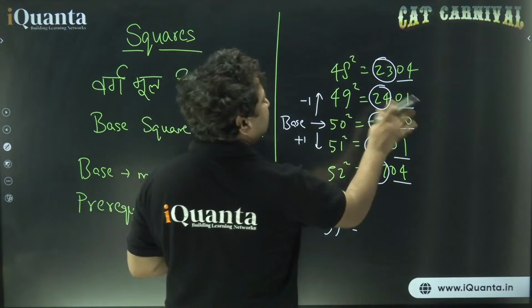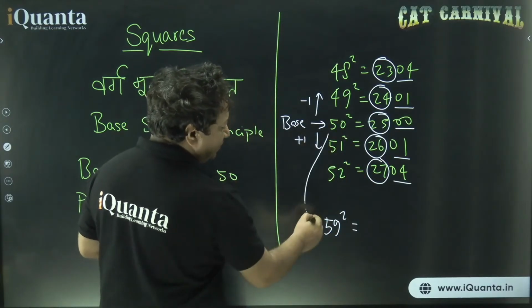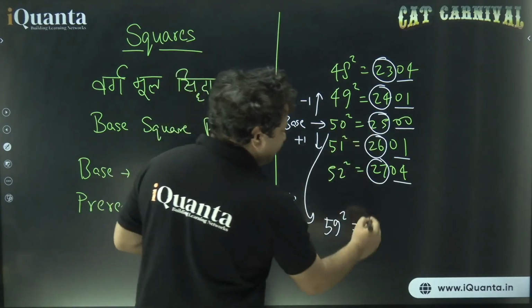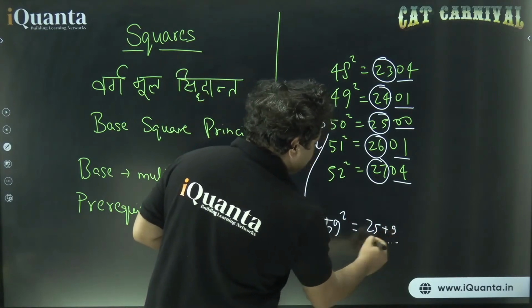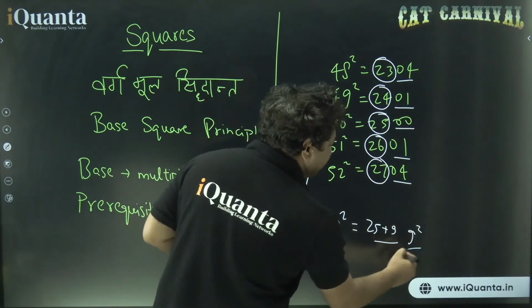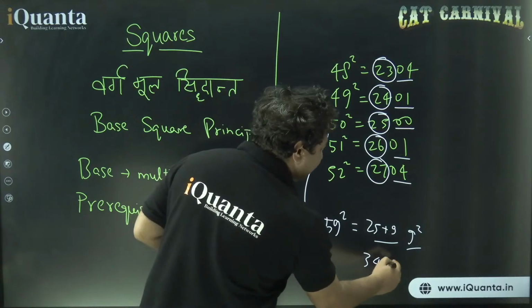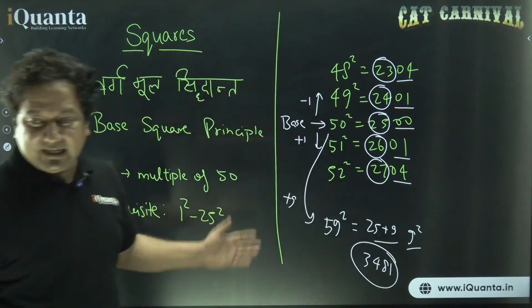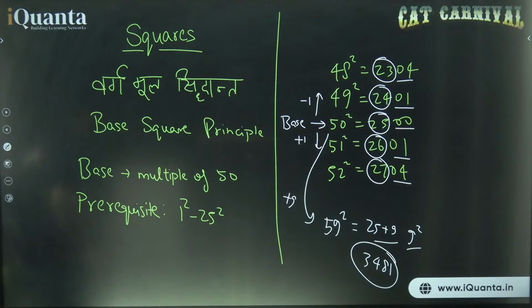Okay, 25 and 00. It's 9 more. All right. So let's add 9 to 25. And the square of 9 is what we need to write over here. So we get 3481. That happens to be our answer. You can check it out. Clear? Is that clear? 3481 happens to be the answer.